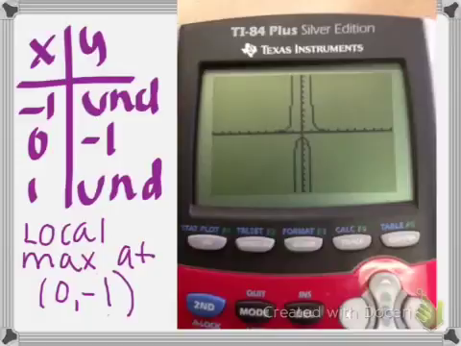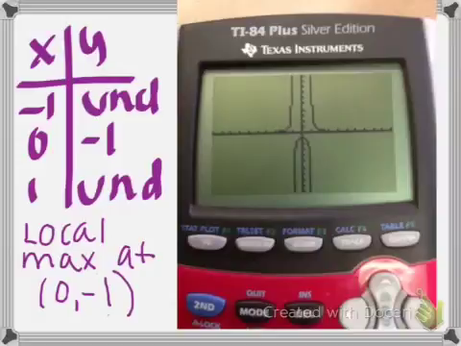Checking our work on our graphing calculator, we see that there are vertical asymptotes at x equals negative 1 and 1. We also see that the point 0, negative 1 is only a local maximum because the graph extends to positive and negative infinity. The point 0, negative 1 is a local maximum because the y values slightly to the right and to the left of it are smaller than the point itself.